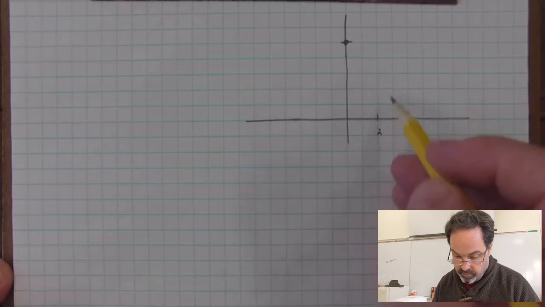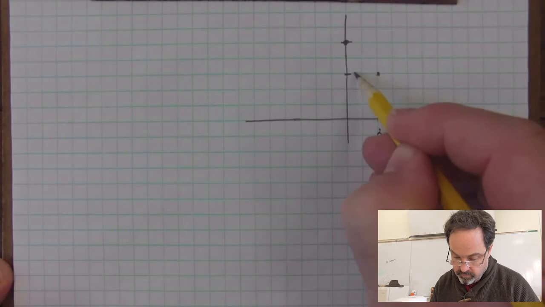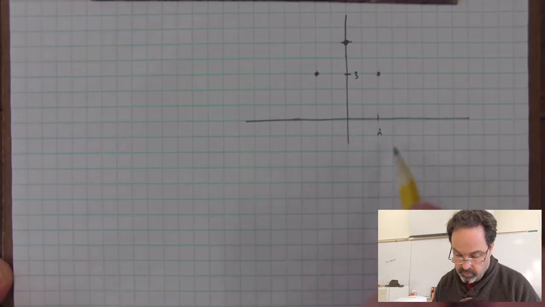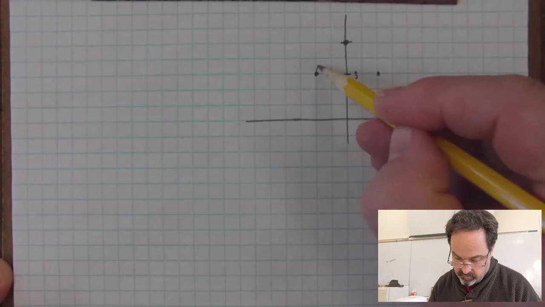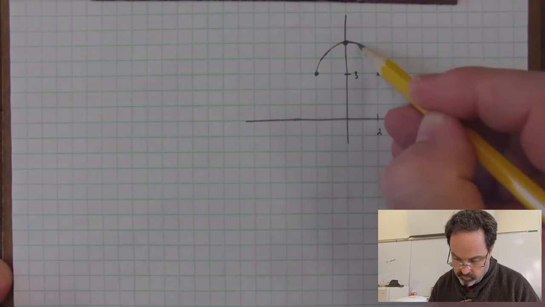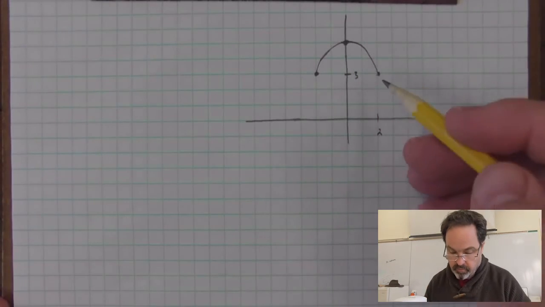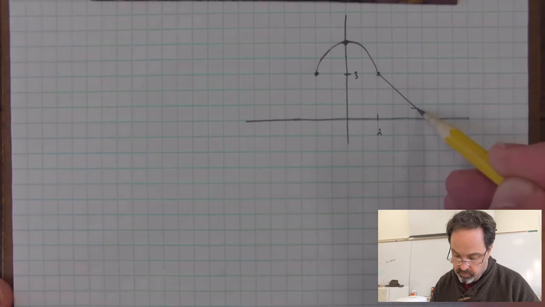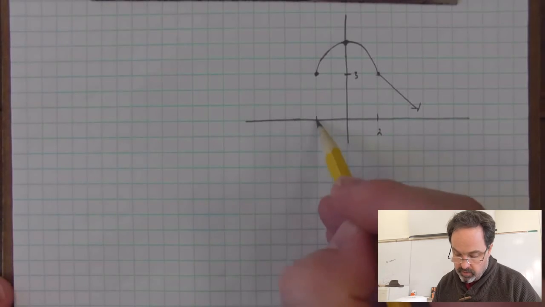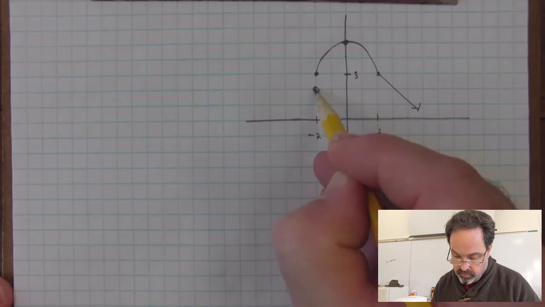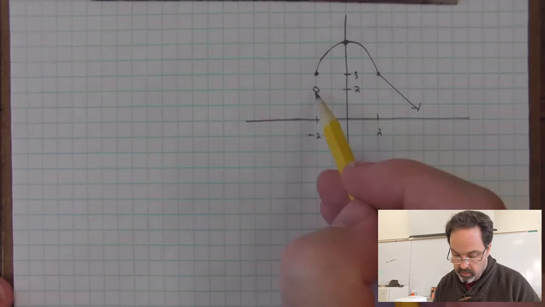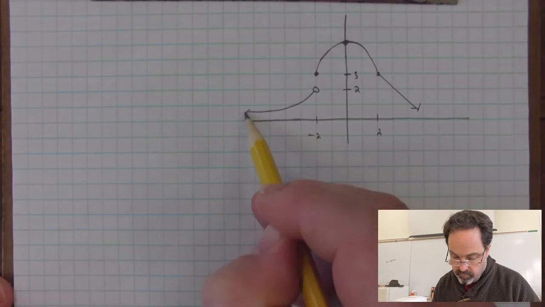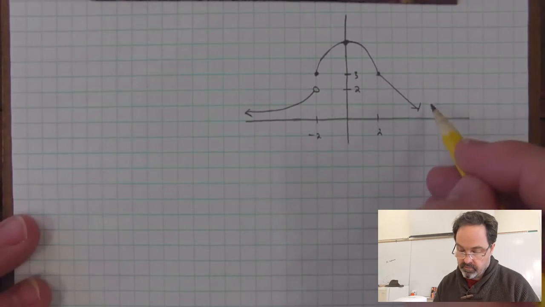At 2, it will have a value of 3. At -2, a value of 3, and the piece that connects those may be parabolic, but is curved like this. After 2, it's straight down. At -2, we have an open dot at 2, and then the values before -2 have a curve like this. Let's call this the g function.